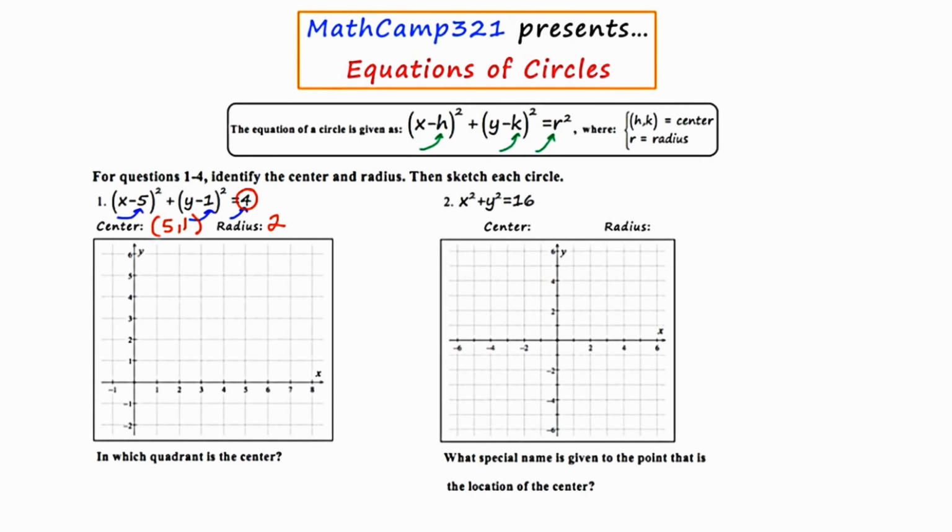Now that we've established the center and the radius, which are really important aspects of any circle, we're going to draw the circle. I'm going to plot the point (5, 1). Starting at the origin, I go over 1, 2, 3, 4, 5 units, and then up 1 unit. The radius of the circle is 2, so I'm going to go up 2 units, down 2 units, left 2 and right 2. And now I'm going to draw the circle as best I can.